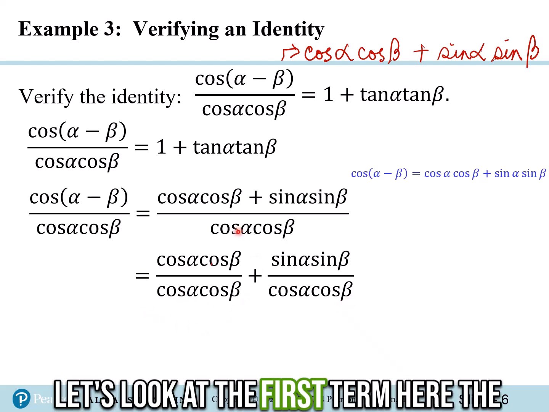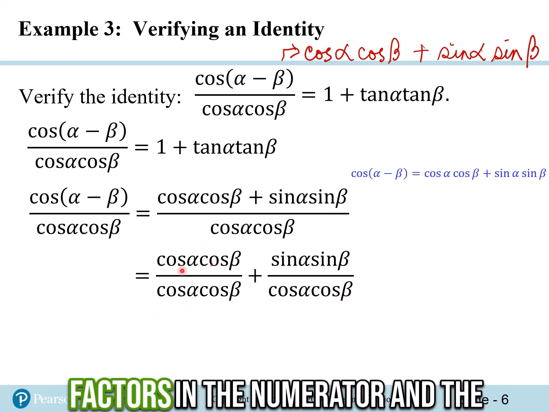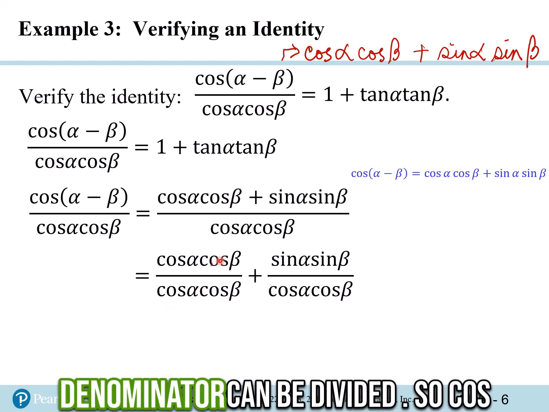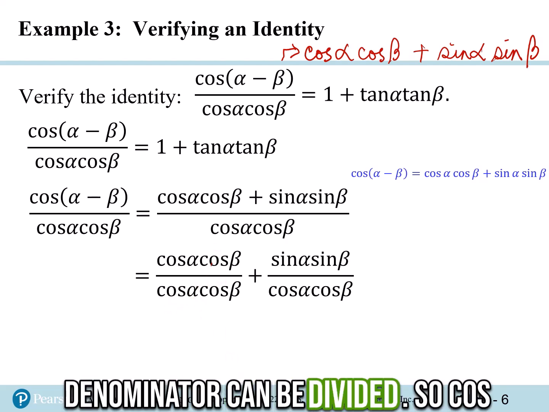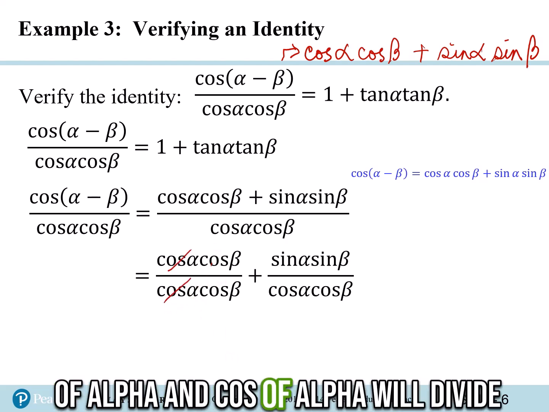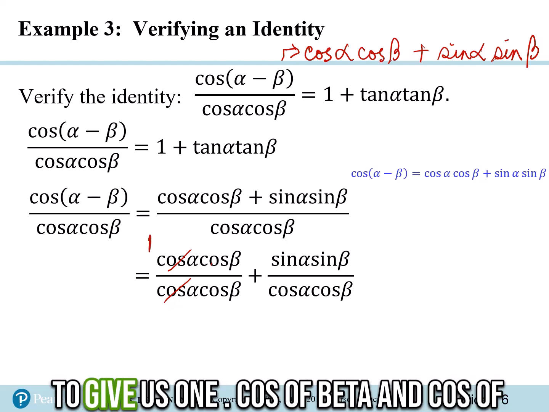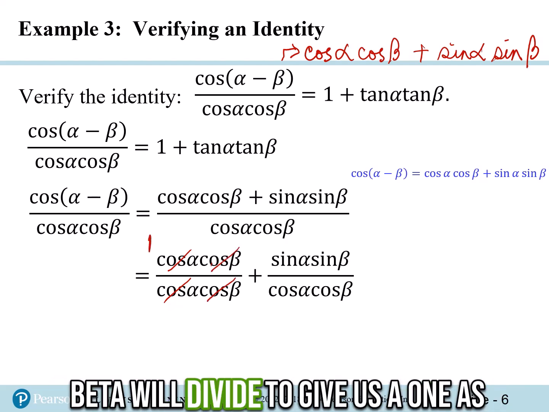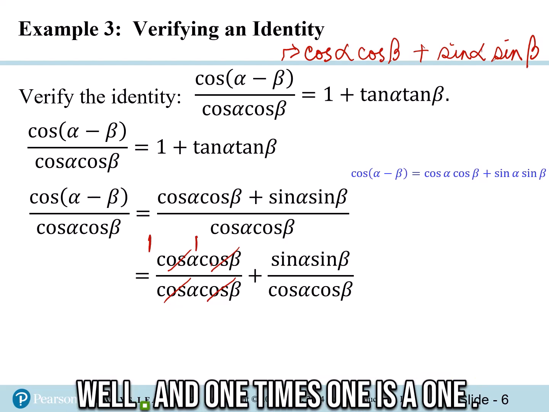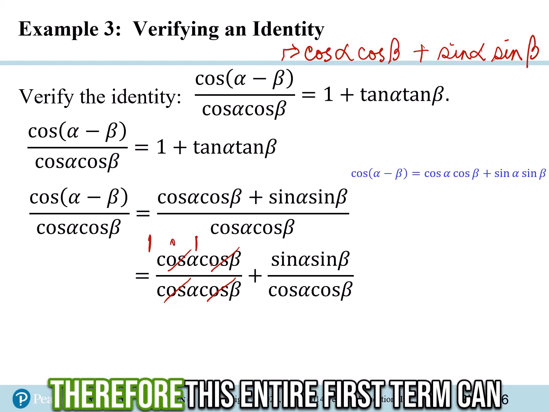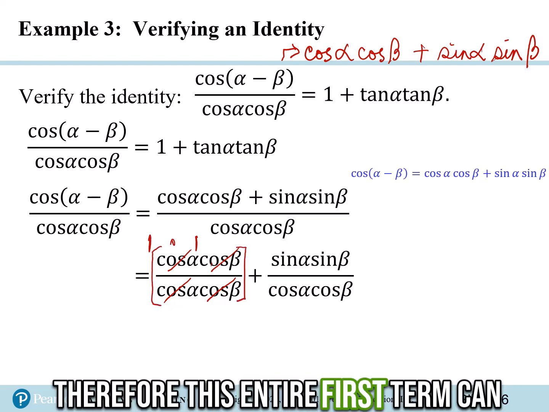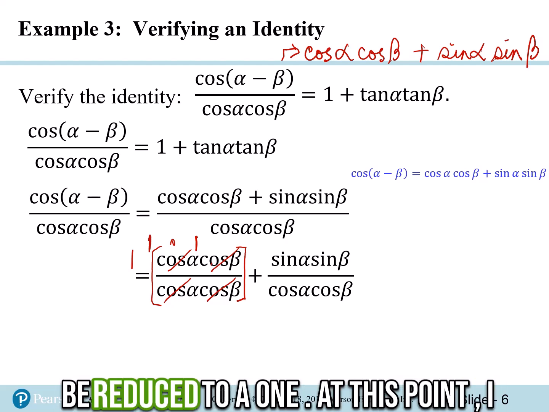Now let's look at the first term here. The factors in the numerator and the denominator can be divided. So cos of alpha and cos of alpha will divide to give us a 1. Cos of beta and cos of beta will divide to give us a 1 as well, and 1 times 1 is a 1, therefore this entire first term can be reduced to a 1.